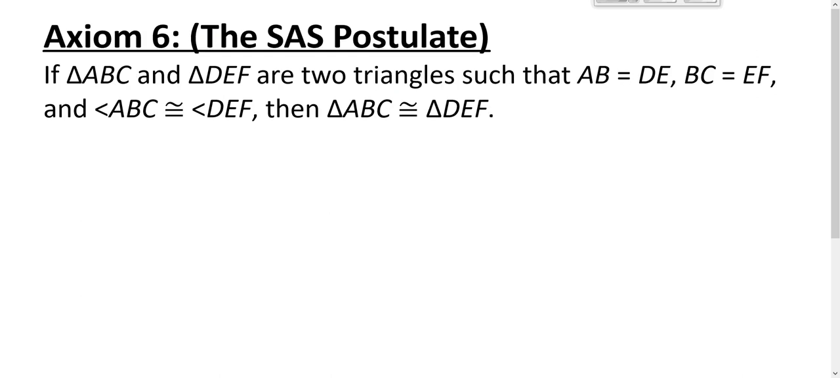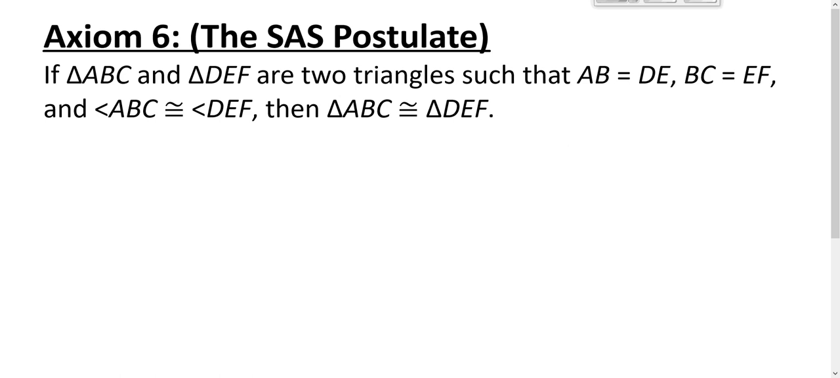So this is axiom 6. This is the last axiom we talk about until like lesson 13. We can do a whole lot of geometry without even worrying about any other axioms in place. This one gets us a lot, and it's the SAS postulate. We postulate side angle side.